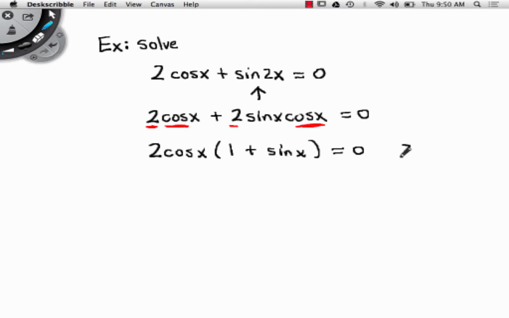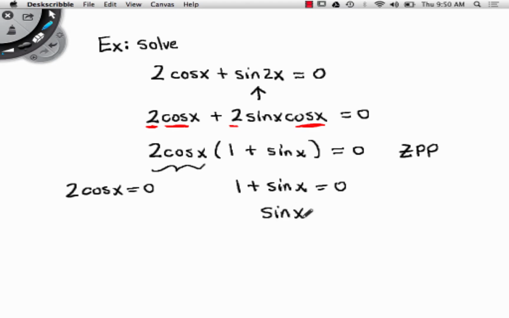Now I use the zero product property, which says that this could be 0, 2 cosine of x equals 0, or this could be 0. But if that's 0, then that means that the sine of x is what? Negative 1. And this just means that the cosine of x equals 0. And now I think back to my circle. Okay, when is the cosine of x equal to 0 in the unit circle?